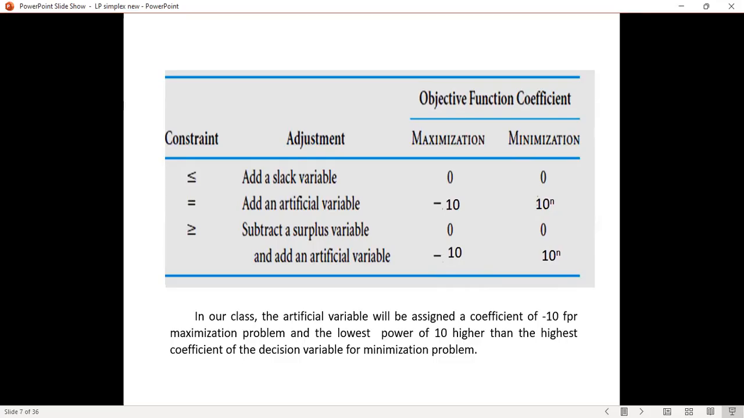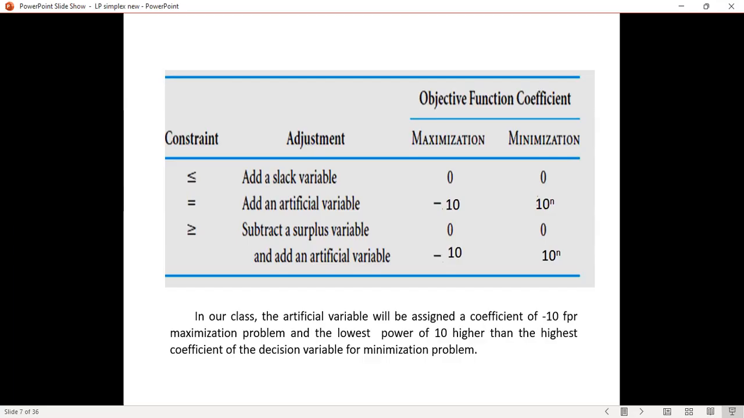Just so we will have real values, pag minimization, we will assign a power of 10. So pwedeng 10, it can be 100, it can be 1,000, depending on the highest numerical coefficient of the decision variables. Remember sa minimization, so that it will not be a potential variable to enter the basic variables in the simplex table.